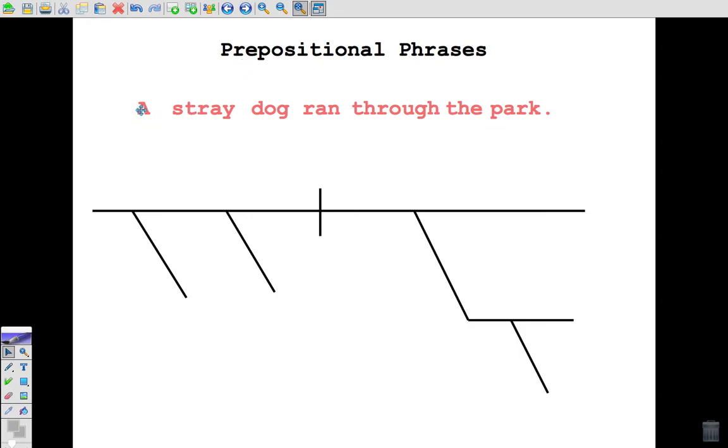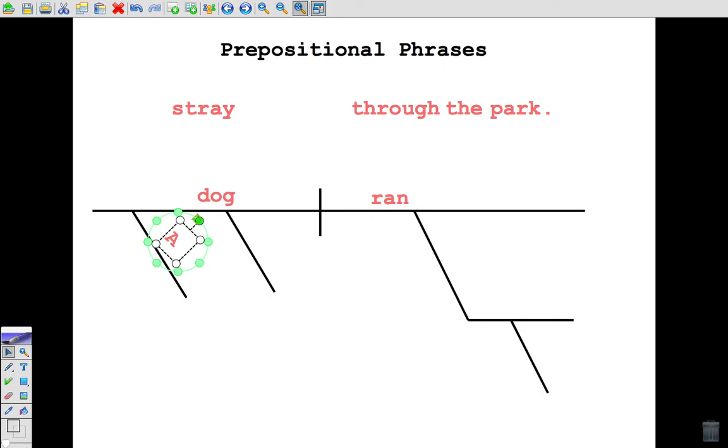A stray dog ran through the park. As always, and remember, the first thing you do is ask yourself, what is the sentence about? Your answer is dog. What did the dog do? Yep, you're right, it ran. So now we know these are always on the horizontal lines. What kind of dog is it?